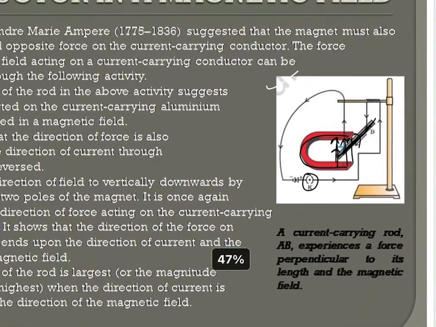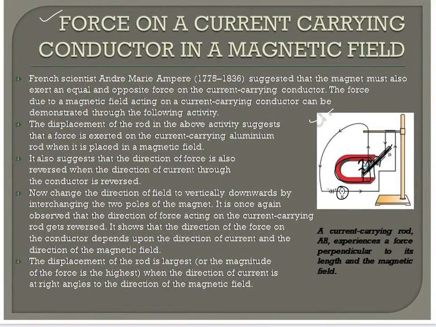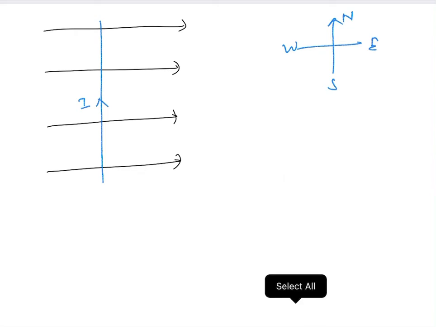In other terms, suppose a uniform magnetic field is there like this, and the rod is kept like this. Say the direction of current is upward. In a plane, say this is north, south, east and west. So the current is going from south to north, and the direction of the magnetic field is from west to east.